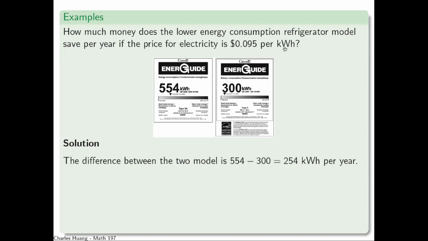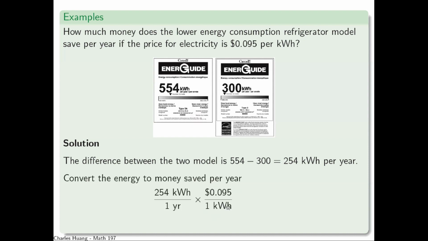And every kilowatt hour is 0.095, so 9.5 cents. How do I combine them to find the money that we save? Now remember, to find the money that we are saving, we need to find dollars. So we want dollars on the top. So eventually, we'll have something like this. We'll take our $0.095. We'll try to leave it like this. We'll put it in the numerator. And of course, per means divide, right? Divided by 1 kilowatt hour.